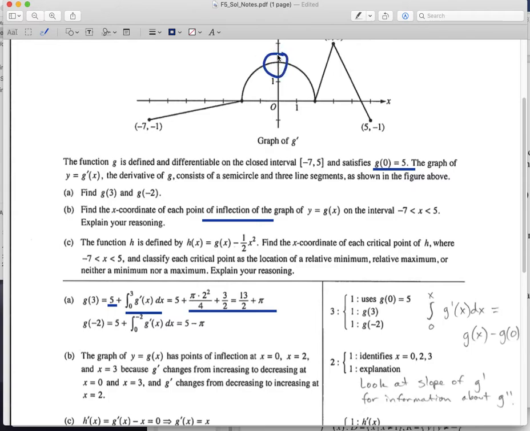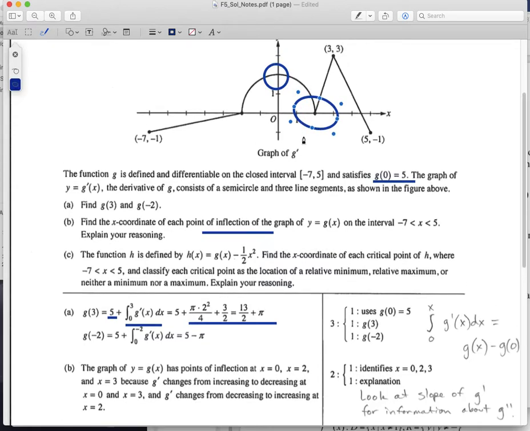All right, so where does this change from positive to negative? Where does the slope of this change? Well, right there, that changes from positive slope to negative slope. This has a negative slope and a positive slope, so the slope changes sign there, and the slope changes sign there. You have to know enough to look at the slope of G prime.